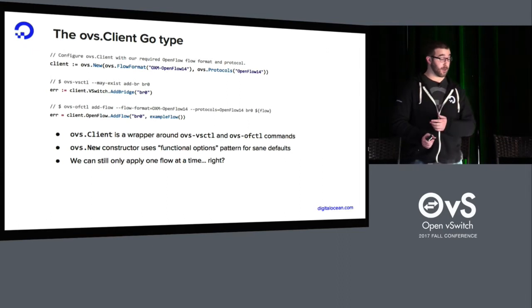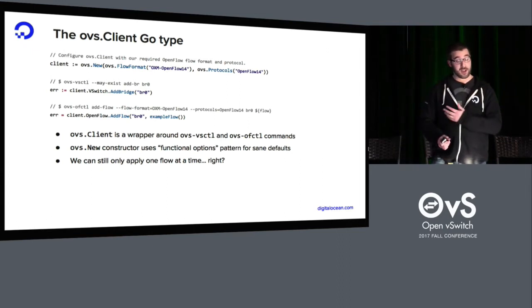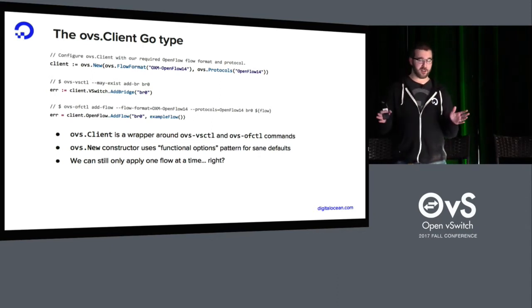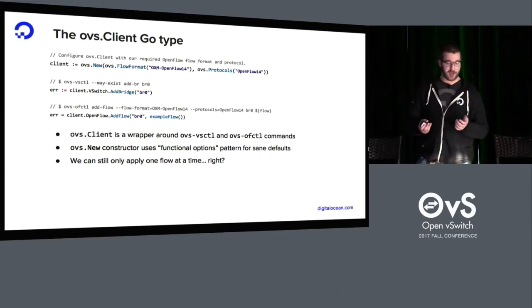And the OpenFlow AddFlow call, you specify an input bridge, and then you can add the flow. You've got a couple of arguments in there for things like our flow format and our protocols. Finally, you specify the bridge, and it will actually take the flow and convert it to the string format. So this is great, but we can still only apply one flow at a time, right?